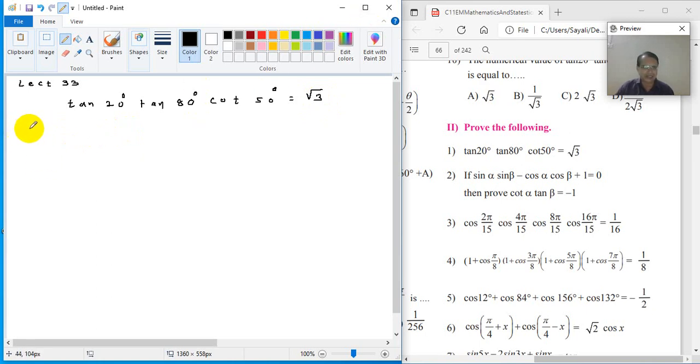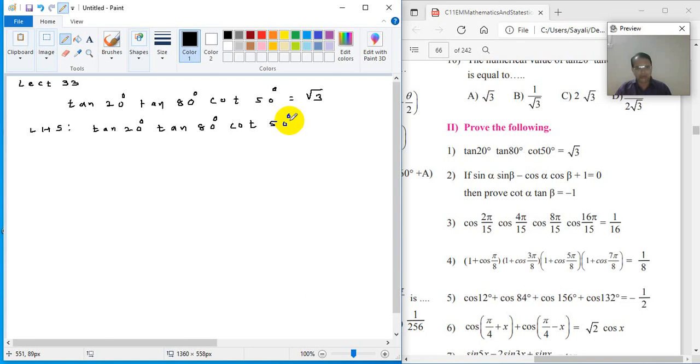So whenever we start with the left hand side, this is obvious, because the right hand side is just a number. From that, to develop these things is rather difficult. So better we start with tan 20 degrees into tan of 80 degrees and into cot of 50 degrees. Now this is given to you.